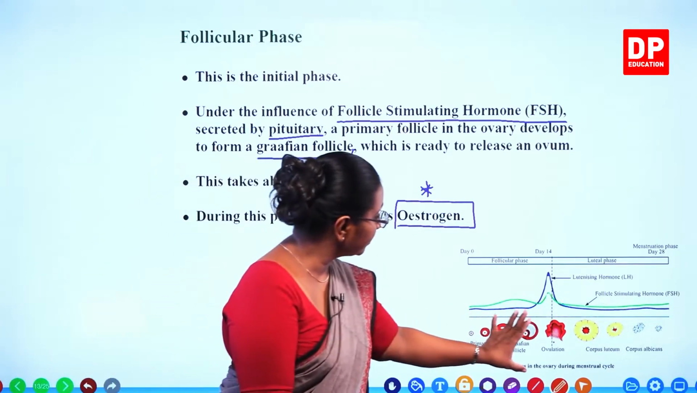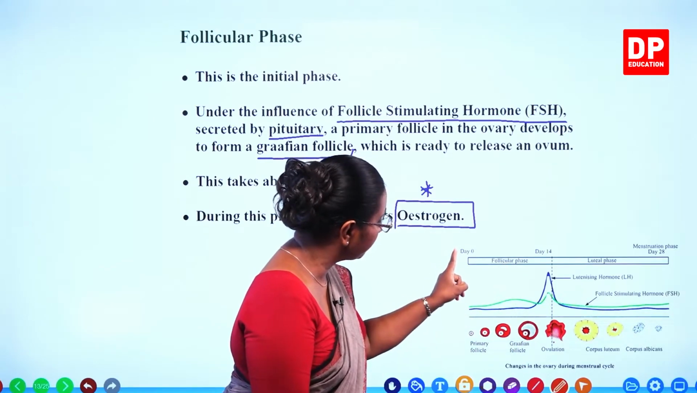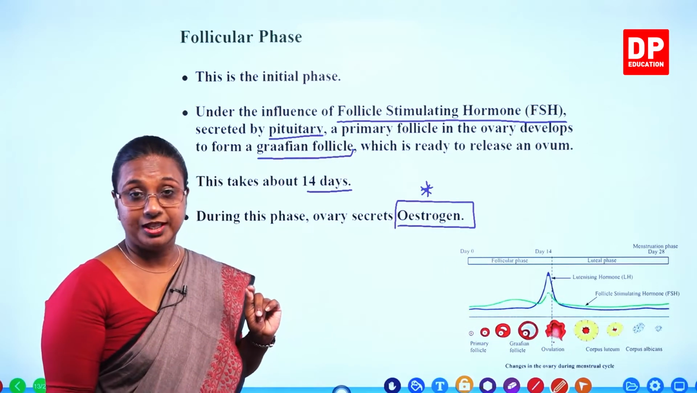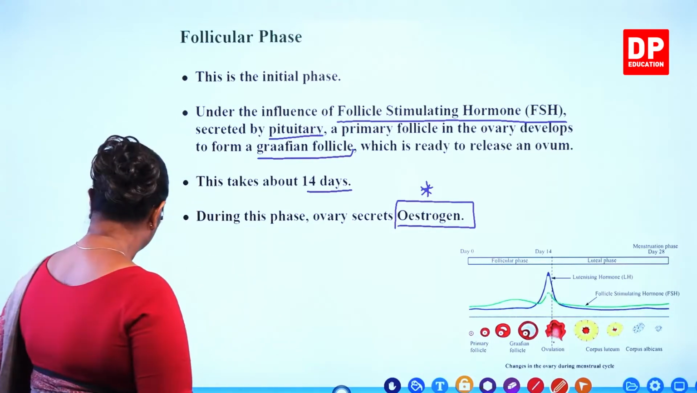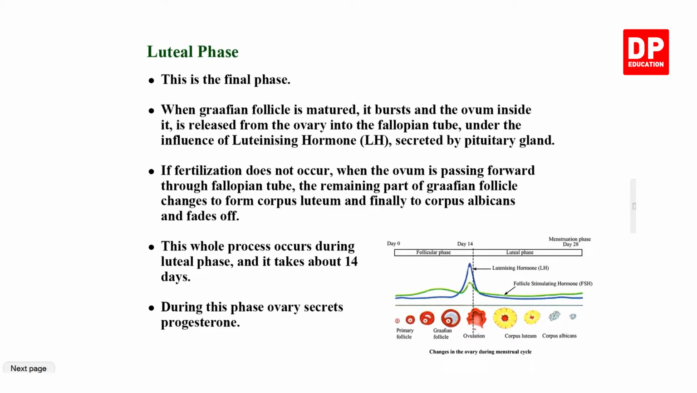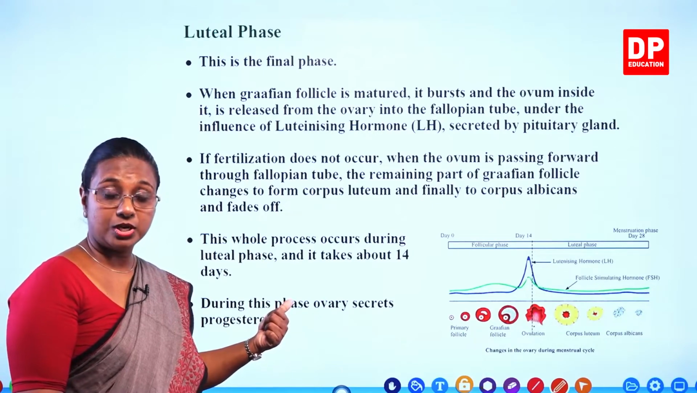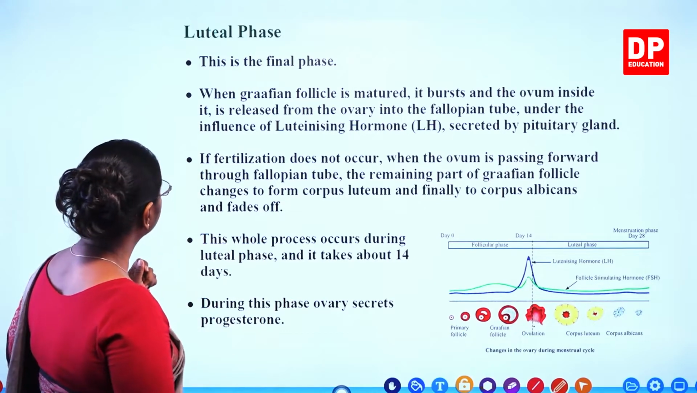So, here you can see, students, the follicular phase is from day 0 to day 40. Then we will move on to the next phase, that is the luteal phase. This is the final phase. So, actually there are two phases. The initial phase is the follicular phase, the second one is the luteal phase.